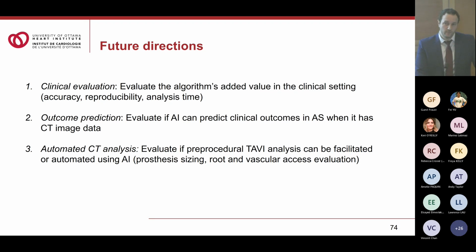And one aspect of the project is that we can potentially automate the CT analysis for TAVI planning as well. That's a type of CT scan with contrast, and we hope that we may automate prosthesis sizing, as well as vascular access evaluation and the root evaluation.